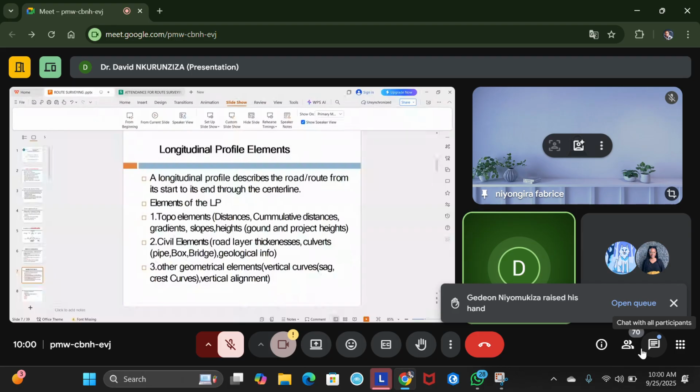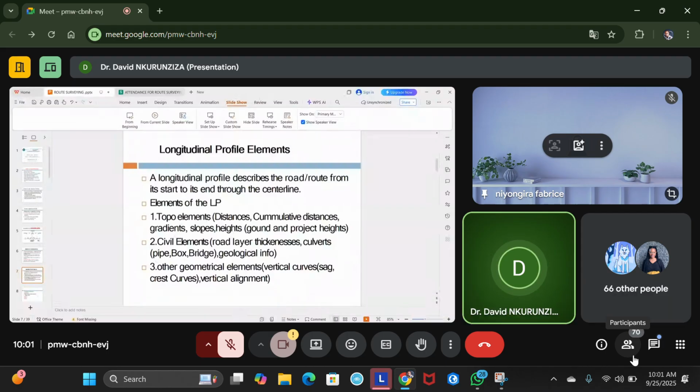Now let us look at the elements for the longitudinal profile. You remember the longitudinal profile. I have said that a longitudinal profile is there to provide the information along the length of the road, starting from one end to another end. So from its start to its end, generally through what you call the center line. Center line means you are passing through the middle of the road from the start to the end.